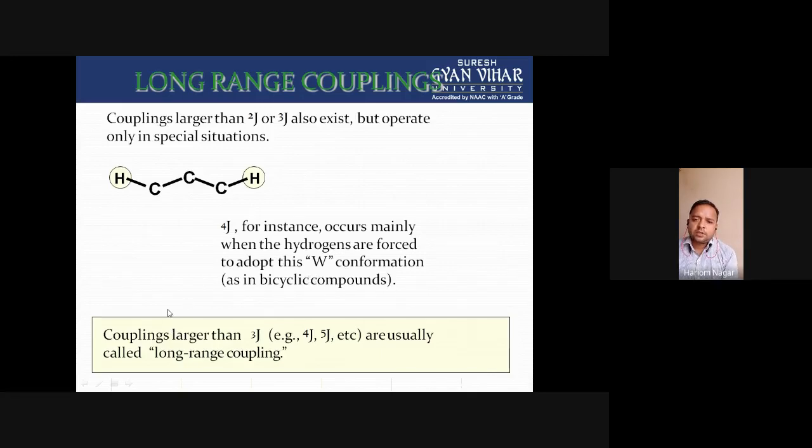Coupling over more bonds than J3, for example J4, J5, etc., is usually called long range coupling. The coupling larger than J3 is called long range coupling. For example, J4 is also called long range coupling, J5 is also called long range coupling, J6 also called long range coupling, and so on.